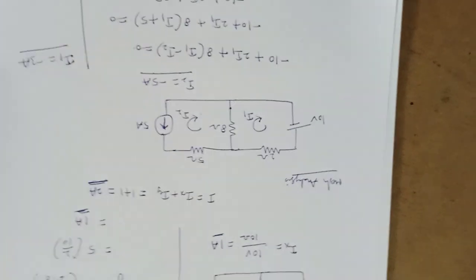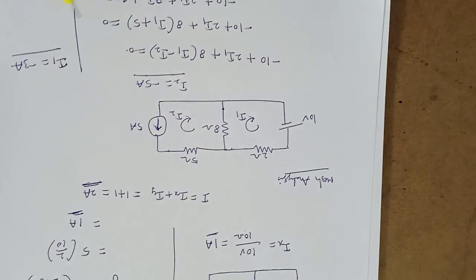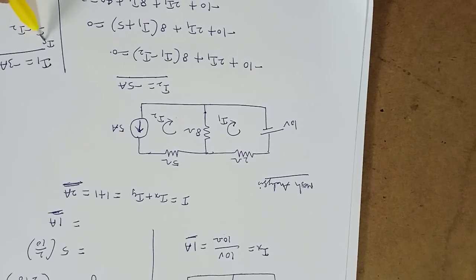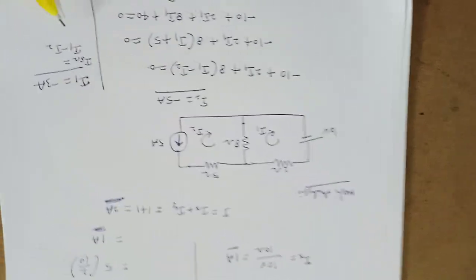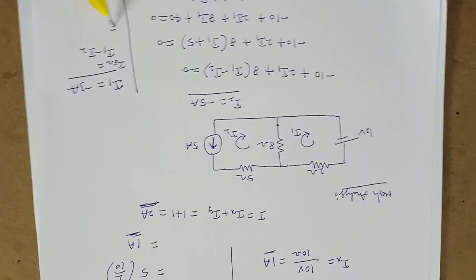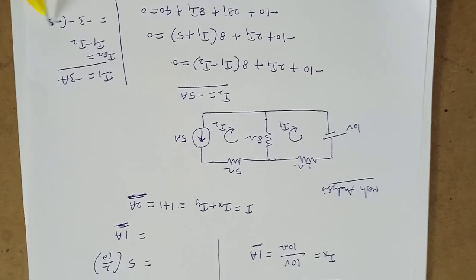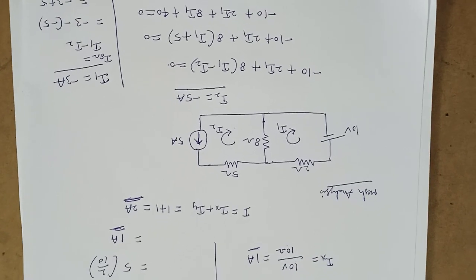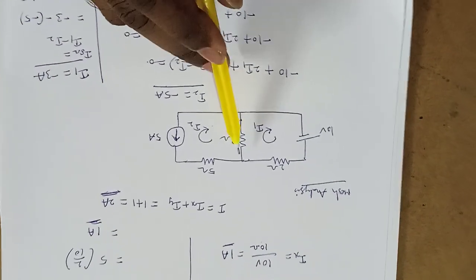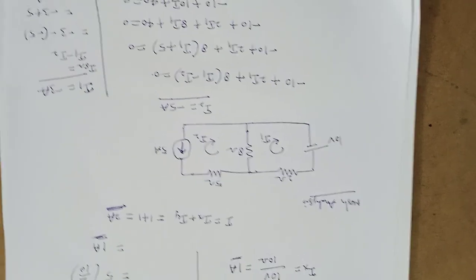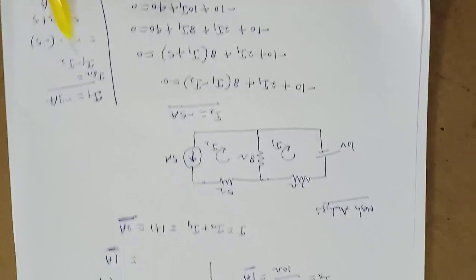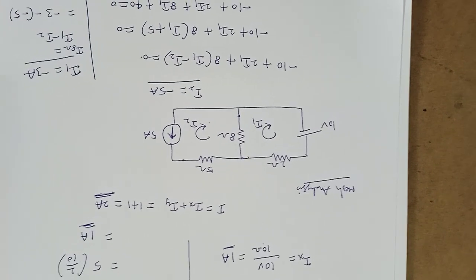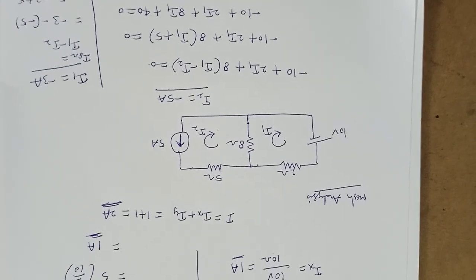Now the current flowing in this branch will become I1 minus I2. The current flowing through 8 ohms resistance is equal to I1 minus I2, that is equal to minus 3 minus of minus 5, that is equal to minus 3 plus 5, that is equal to 2 amperes. So now the current flowing in this 8 ohms branch is 2 amperes. This is the verification. By using superposition theorem also, we got the same value. That means that it is verified. Thank you.